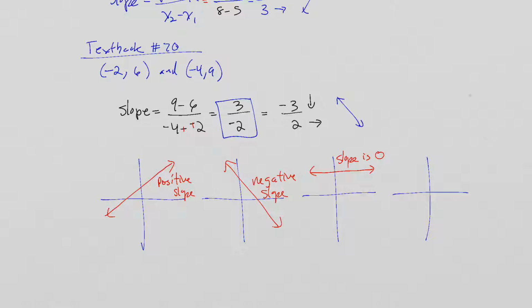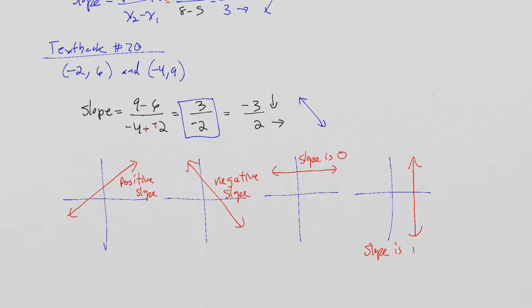Now there's one more situation that is straight up and down. So slope of 0 is horizontal, and if you have a line going like this, there's no number for this. This is called undefined. So notice the difference between 0 and undefined, big difference.